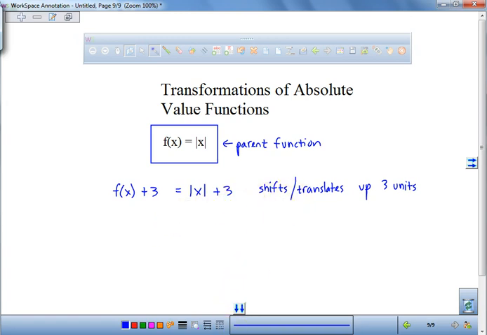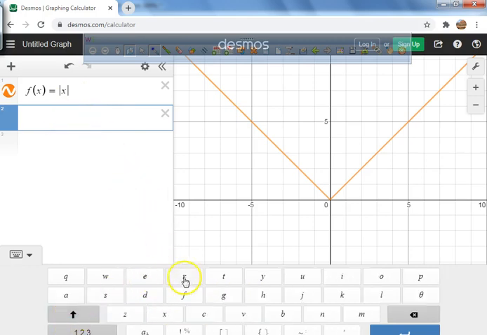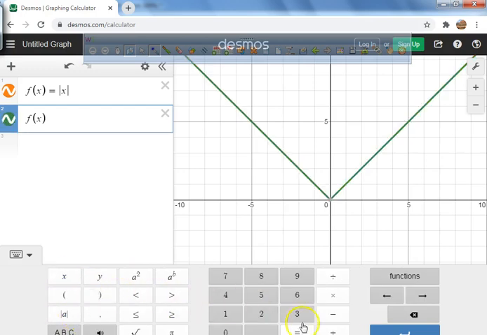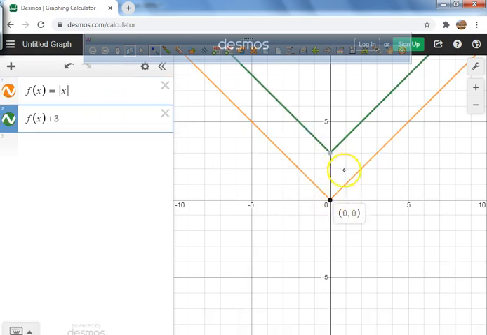Let's see if that works. Ready? If I say what's f of x, put f of x, and put what? Plus 3. Look what happens. What happened between the two graphs? From the orange to the green. It went up 3 units. You can see it right there, up 3 units.